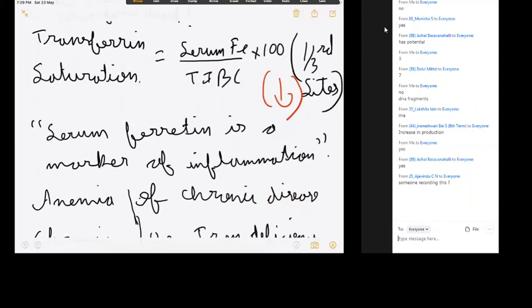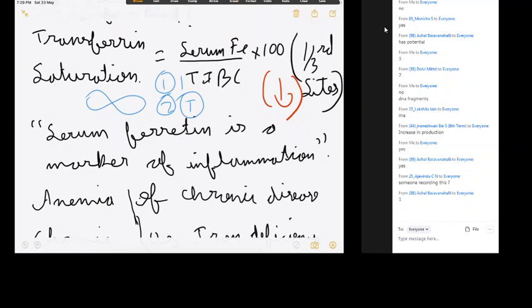Then what is transferrin saturation? So what did I tell you? I'll give you an example. Will you have a lot of iron or will you have a lot of transferrin? One is you'll have a lot of iron. Two is you'll have a lot of transferrin. Normally in your body, it's a question, guys. You need to answer one or two. Two. Yes.